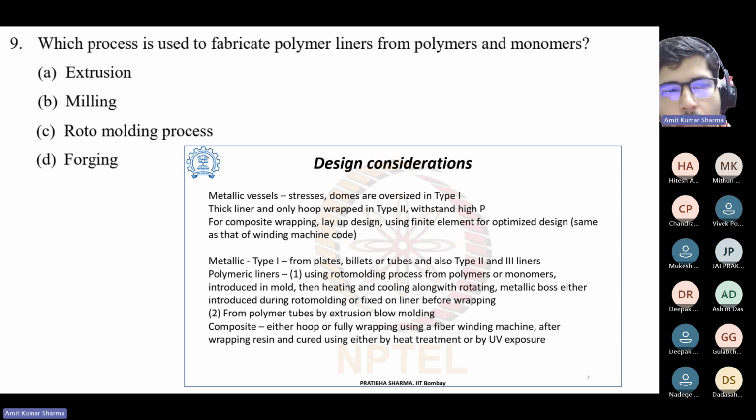We have one answer, roto molding. Okay, so this is correct.